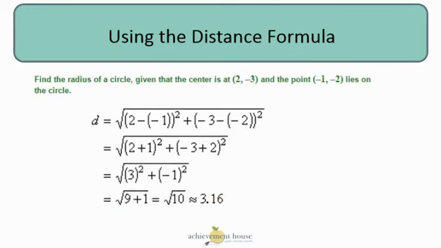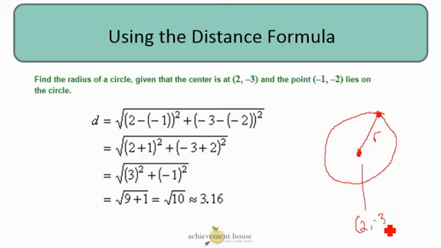Here's an example using a circle. I have a center. It's a really bad circle, sorry about that. Pretend that this is the center here. And a radius, which means any point on the circle is the same distance to the center, and that distance is called the radius. And so we're asked to find that. They say the center is at 2, -3. And the point, any point on the circle, because they're all the same distance away from the center, is -1, -2.